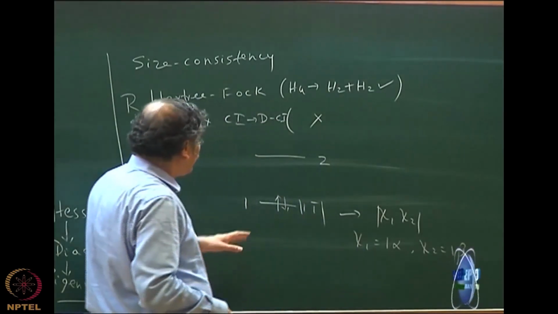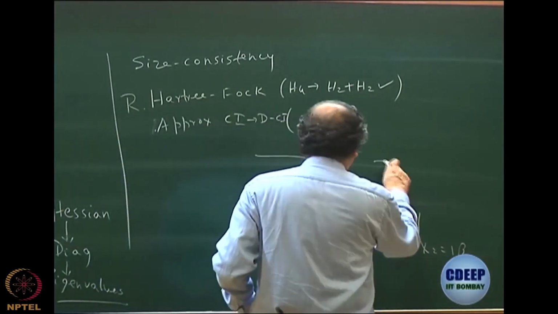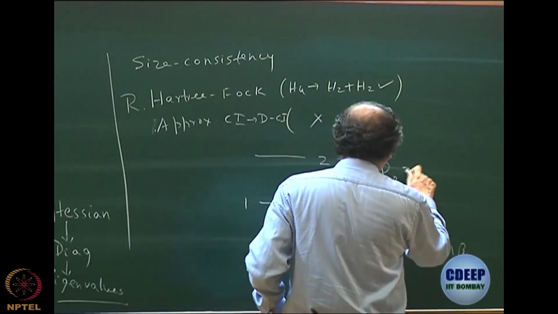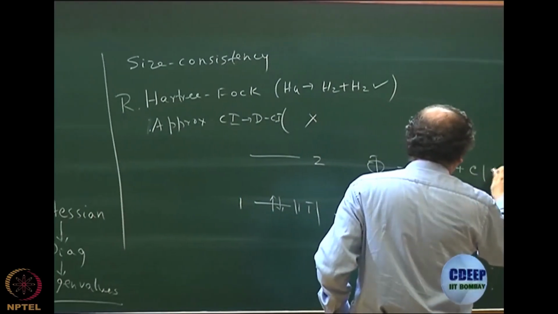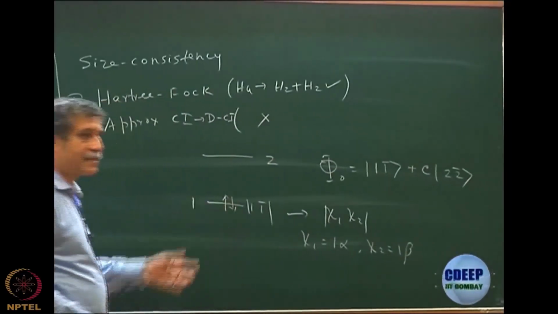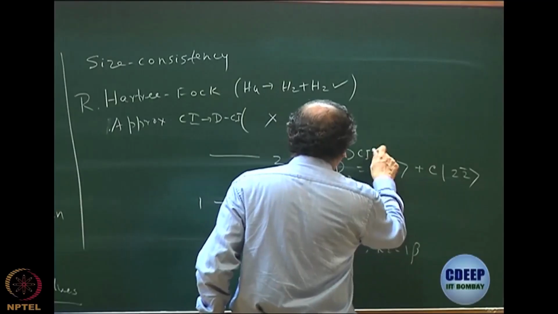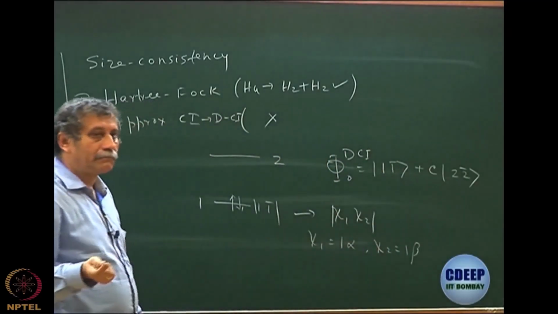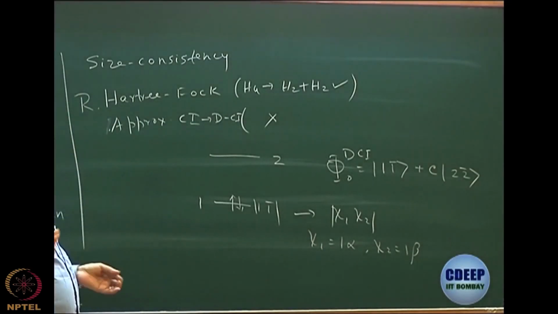So, a very simple minimal basis problem, where this is spatial orbital 2, this is spatial orbital 1. We have done it in great detail, and in particular we discussed the DCI wave function, which is 1 1 bar plus C 2 2 bar. Remember, this is a DCI wave function, and this is actually full CI for this problem if we restrict ourselves to a symmetry adapted state.